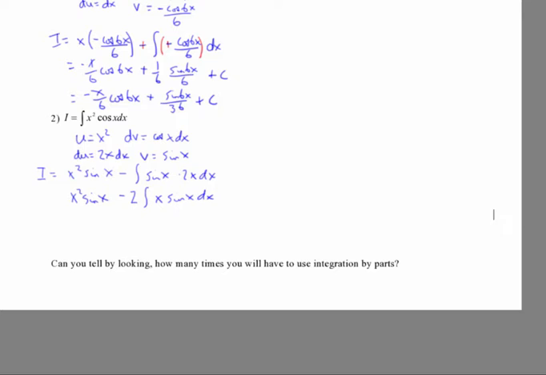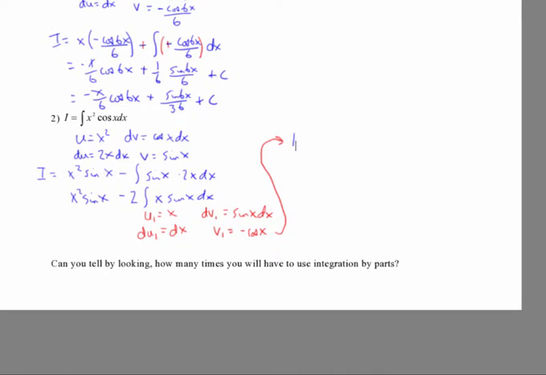But when we do this one, we can't use u again. We're going to use u sub 1 will be x, because we've already used u. So u sub 1, du sub 1 is going to be dx, and then dv sub 1 will be sine x dx. So v sub 1 will be negative cosine of x. And I'm just going to put it over here.